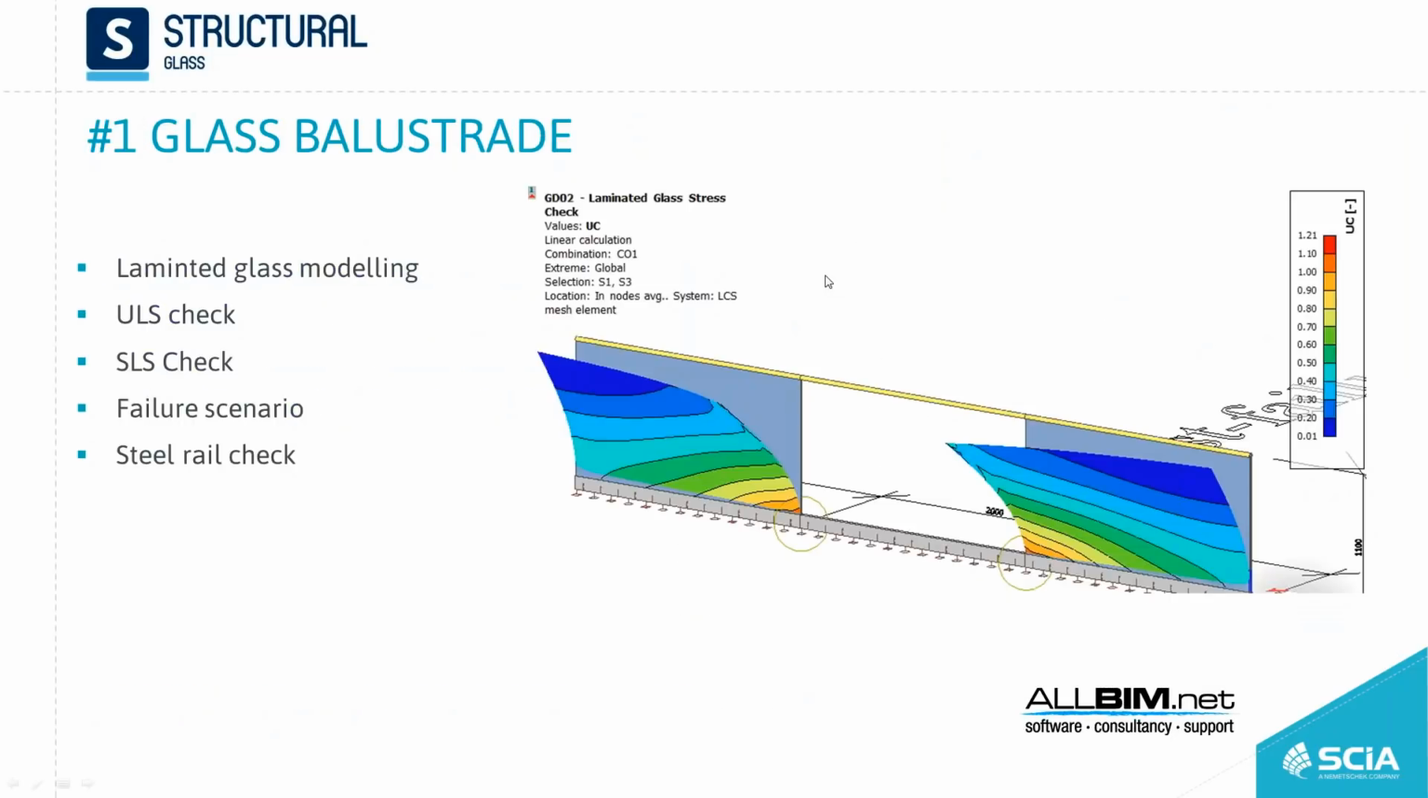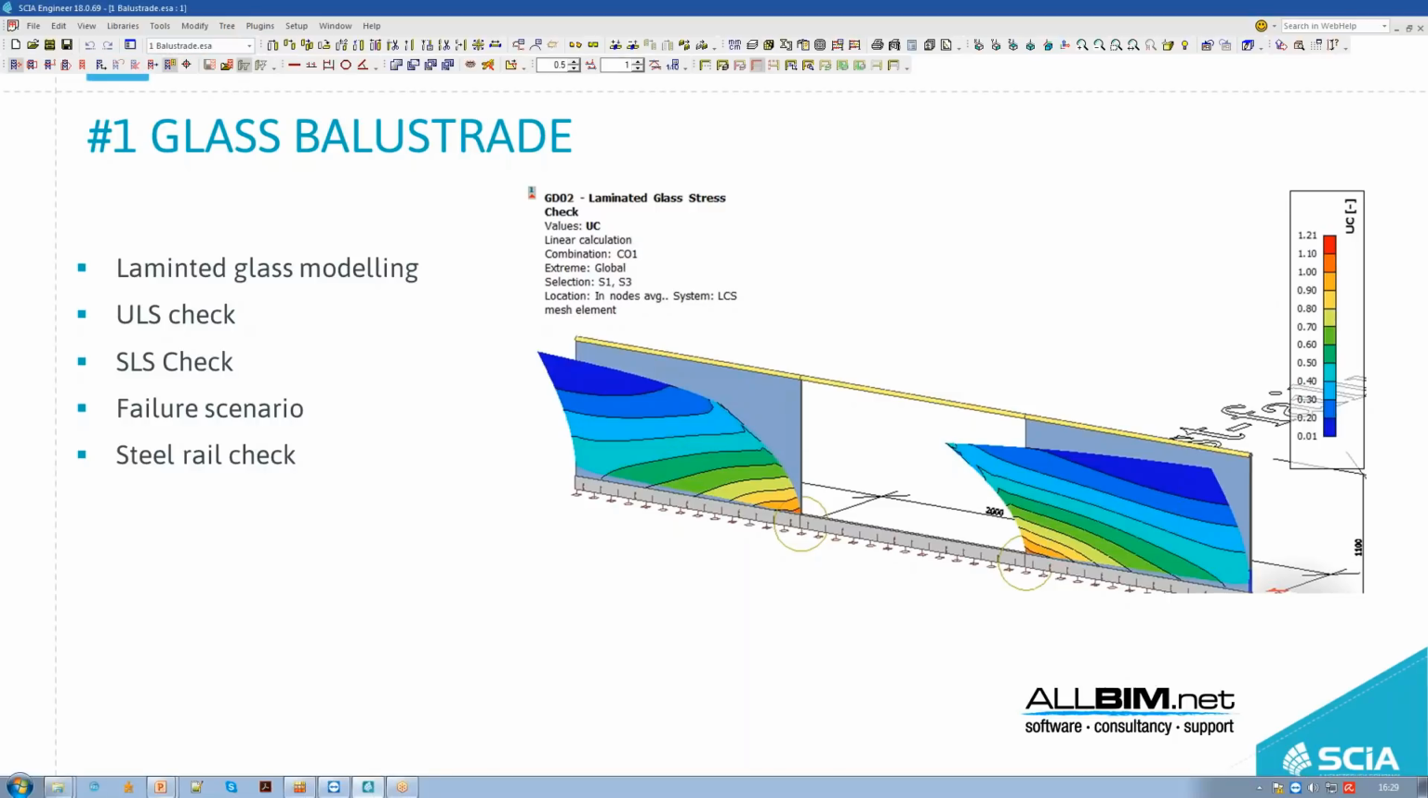And I have prepared a practical example now to see how we can design a glass balustrade. Glass balustrades always use laminated glass to ensure safety. We will perform a ULS check, an SLS check, and we'll also go through a failure scenario, which is mandatory, when one of the glass spans fails and the other, through the steel railing, has to take the extra load. And we can also check the steel rail. So I will switch now to CI Engineer.